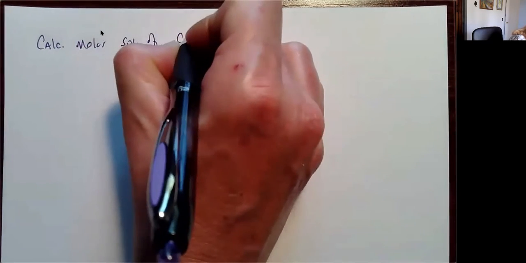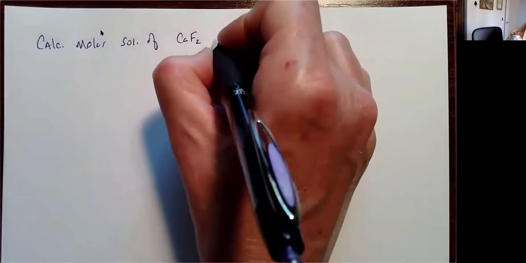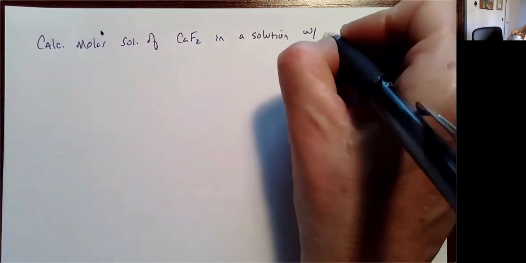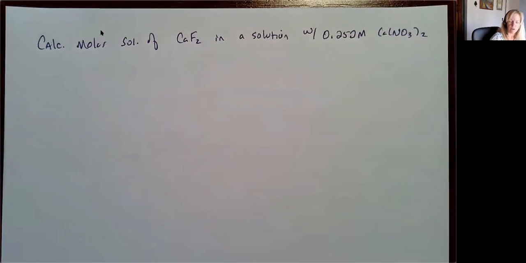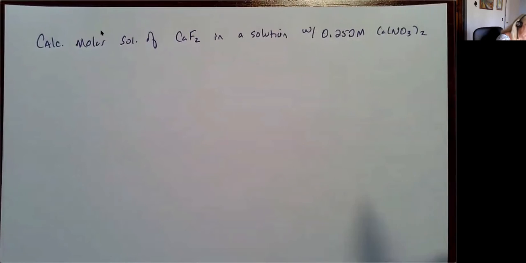All right, what happens if... so we've been looking at the solubility of these compounds just in pure water. What if I have a compound now where it's not just in pure water? So let's say I want to calculate my molar solubility of calcium fluoride in a solution where I don't just have pure water, now I have a solution that has something else.